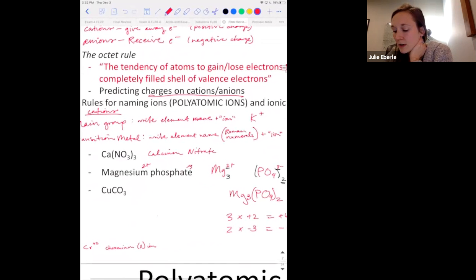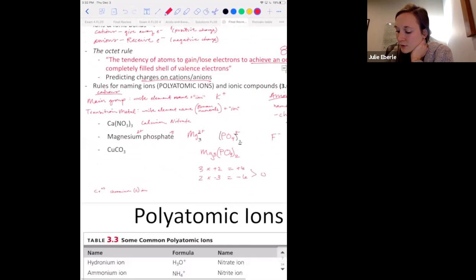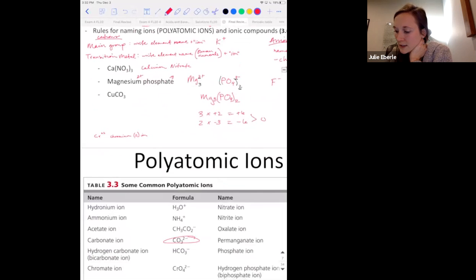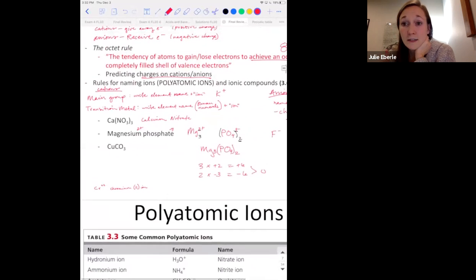All right, copper CO3. What is CO3? That looks like a polyatomic. That is carbonate, copper carbonate. Cu, what kind of cation is this? This is a transition metal. I think these are the hardest to do because we actually don't know what the charge on copper is until we figure out the total amount of negative charge we have from our anions.